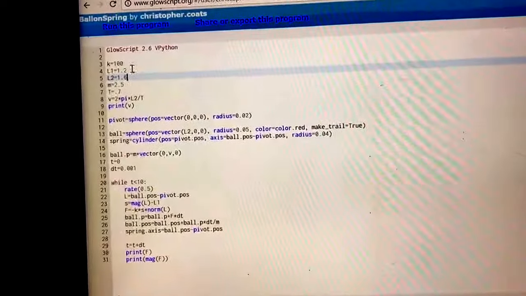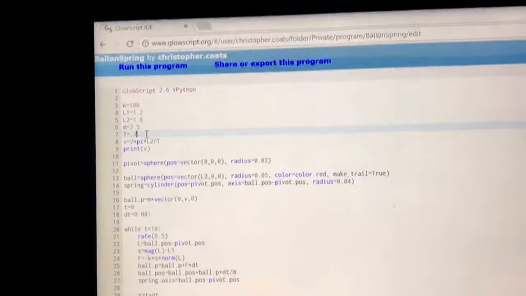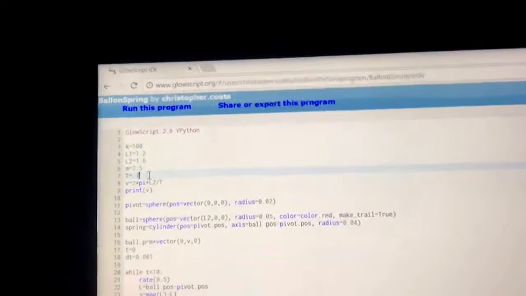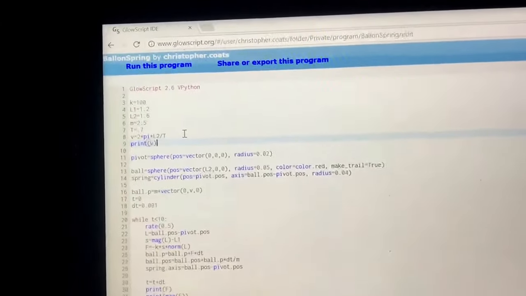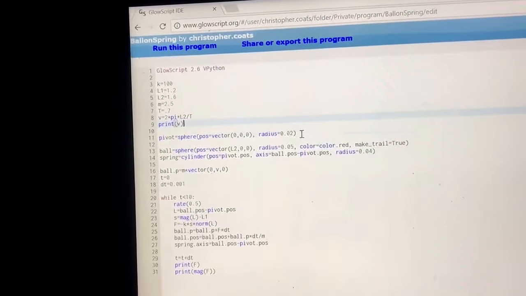The mass of the spring is 2.5. And then I set T equal to 0.7. And then V equals 2 times pi times L2 over T. And then it'll print the V value at first for the program, but it'll only print V once.